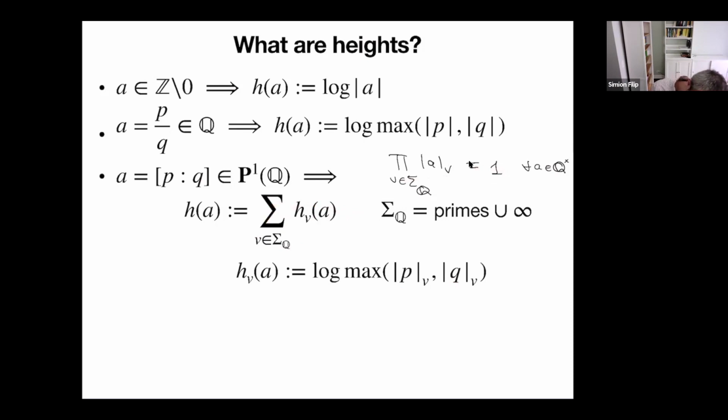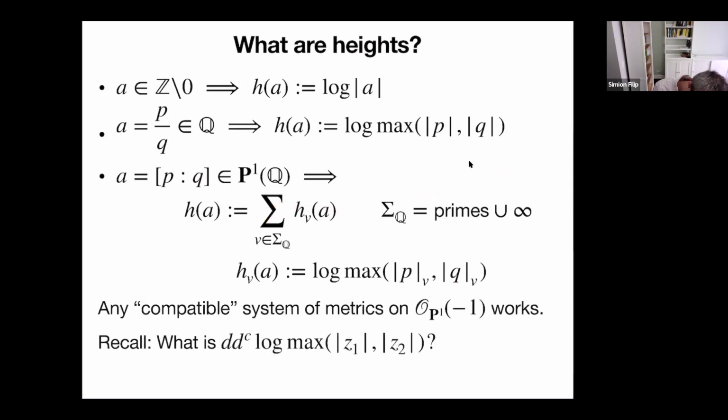And so what does this have to do with currents? Well, it turns out that what you're really doing is, if you think of the homogeneous coordinates as a point, the topological line bundle O(-1) over P1.